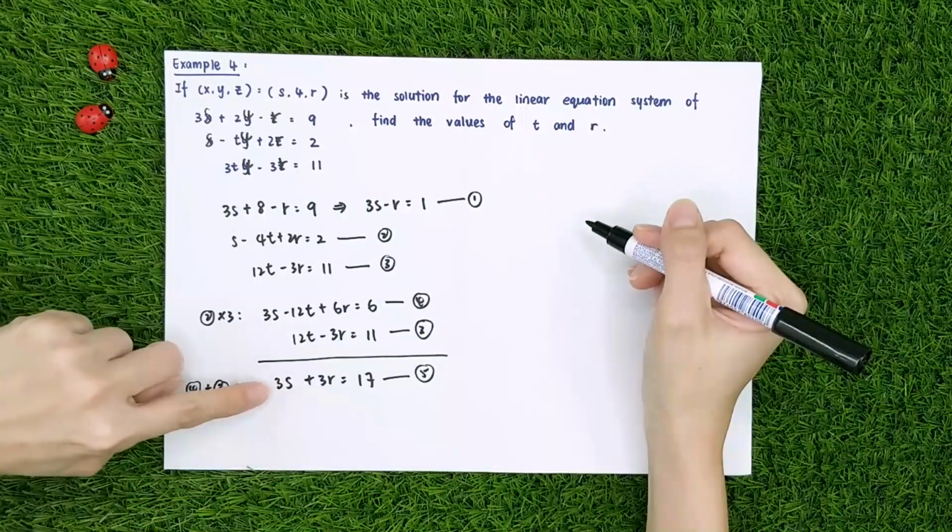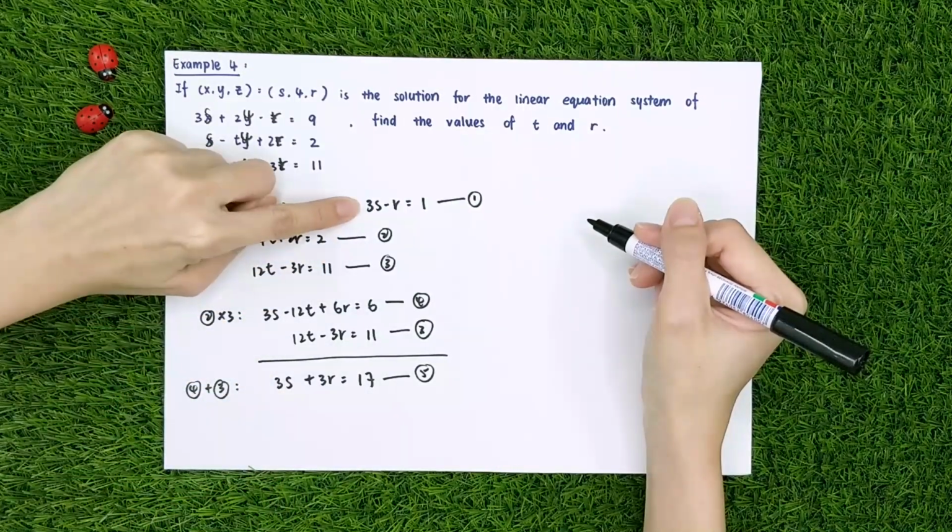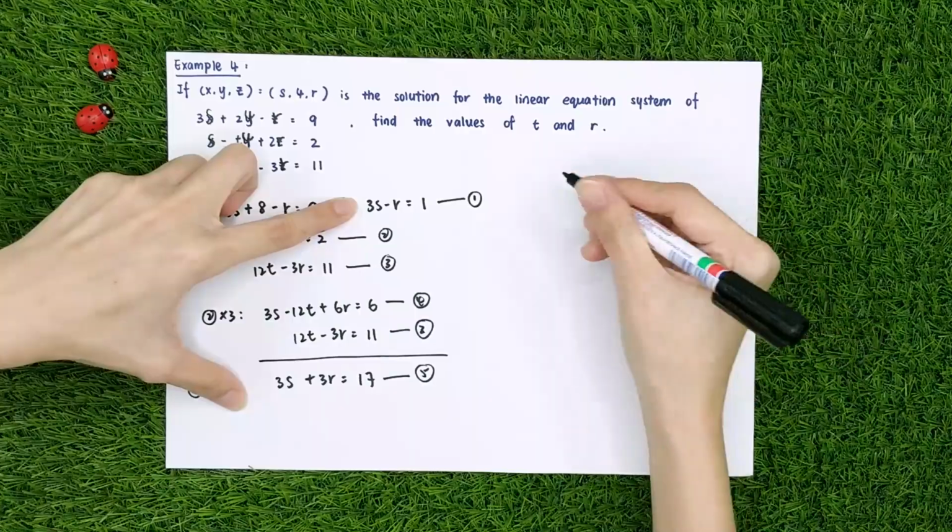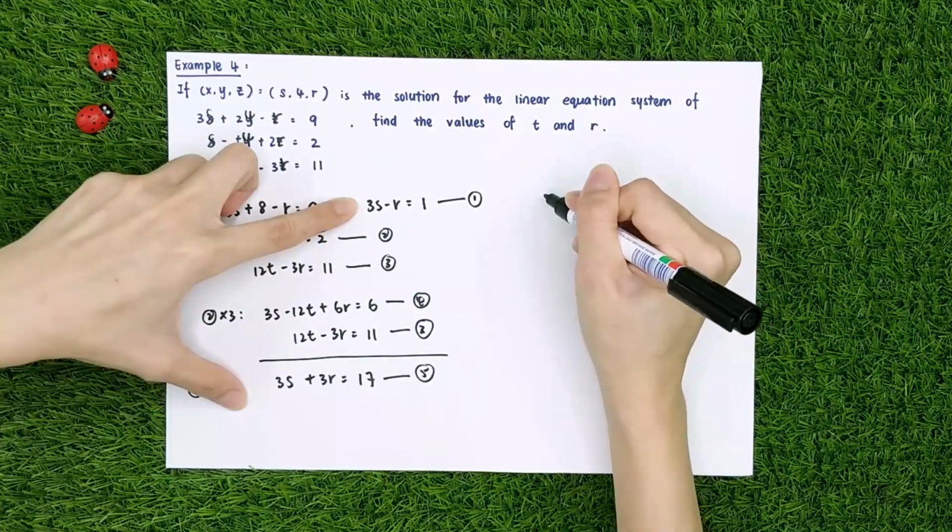Now I can subtract equation 1 from equation 5 to get my value r. I rewrite my equation 5 here.